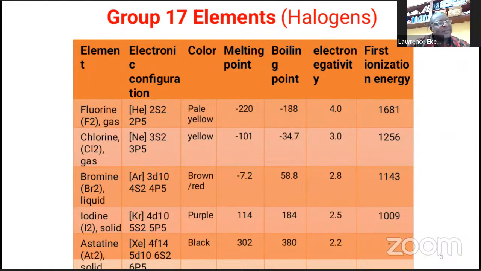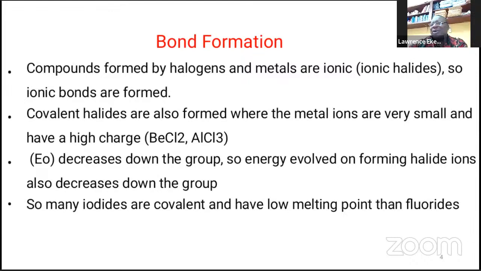So these are the things that we've learned today concerning the group 17 elements. We've talked about the nature of the bond they form. They have the ability to react with metals through ionic bonding to form the ionic halides.